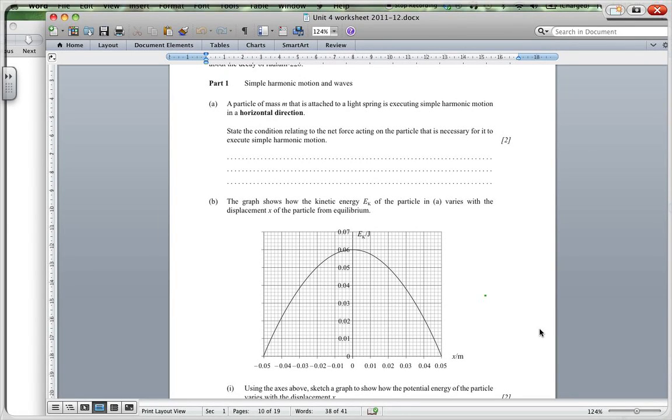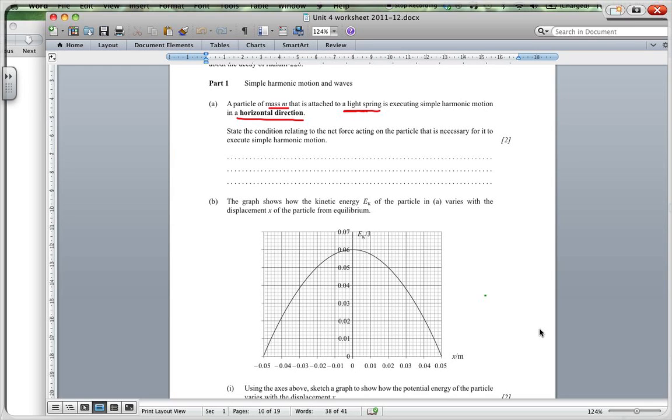Okay, so here we are looking at the second part of this worksheet. These are the longer answer questions. So the first one over here, simple harmonic motion in waves. A particle of mass m is attached to a light spring. Light spring is basically giving you the idea that you don't have to take the mass of the spring into consideration. Is executing simple harmonic motion in a horizontal direction.